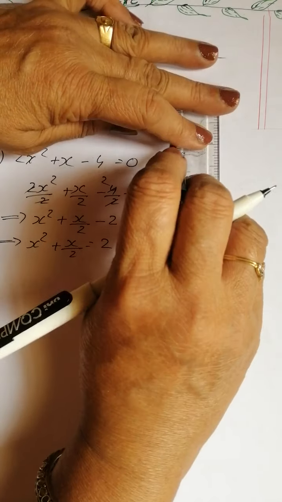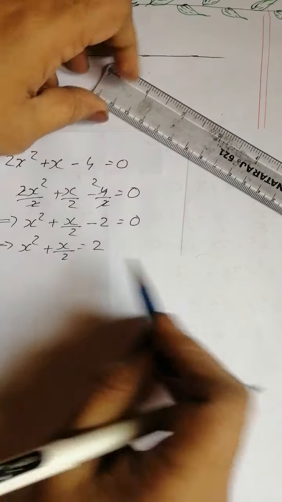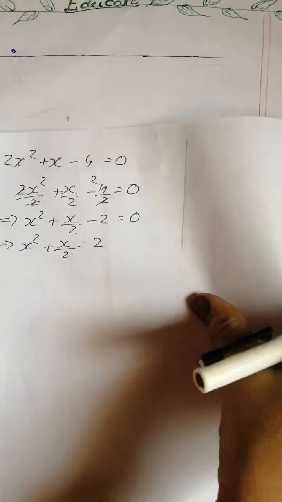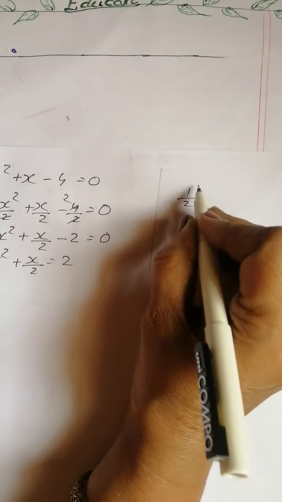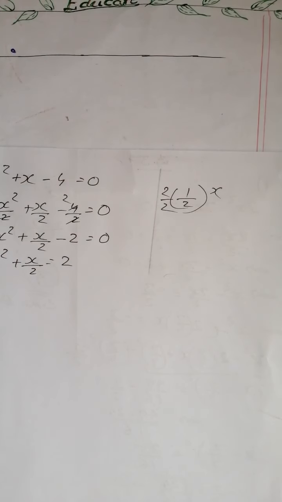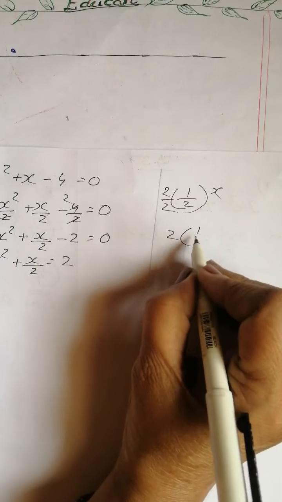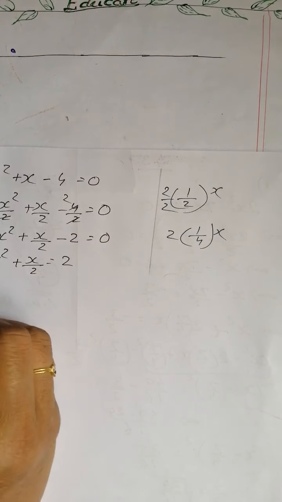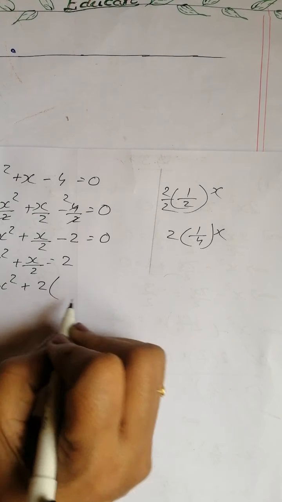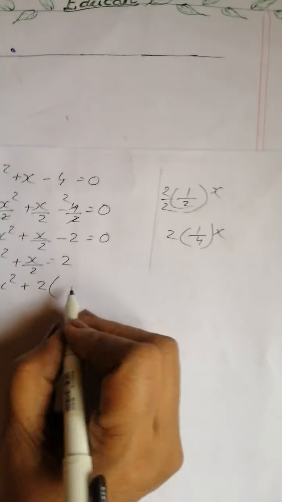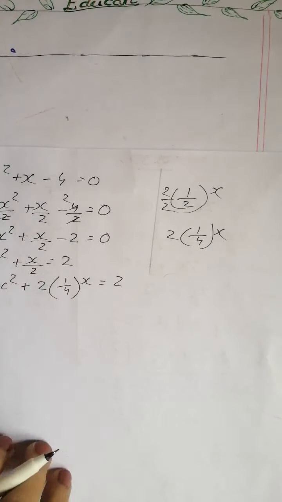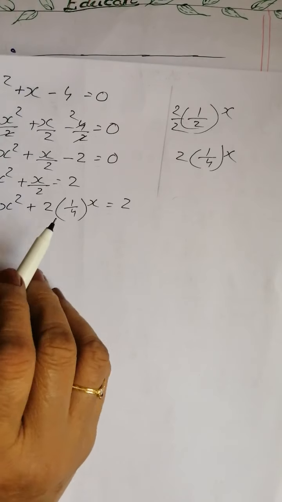So now we have to follow some rule here. Is it not? What is the x coefficient? Half. Half is the x coefficient. Is it not? So half I have taken outside. Then we had the rule, multiply and divide by 2. So we will get 2 times 1 by 4, that is x. So you can write x square plus 2 times 1 by 4 x equals to 2. Got it? This is the middle term.